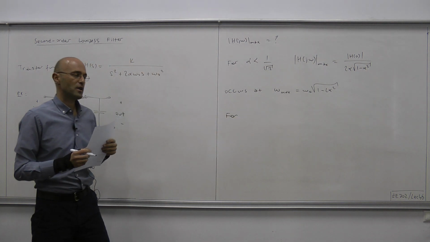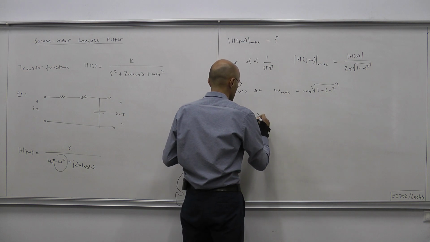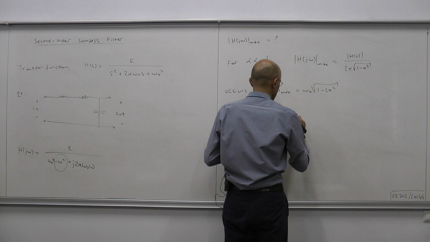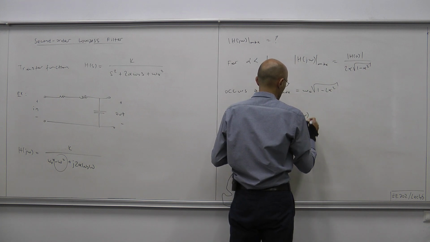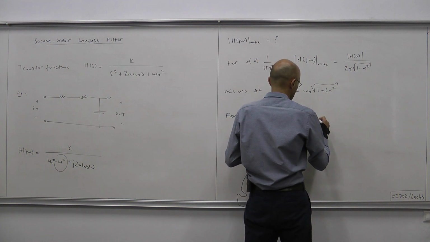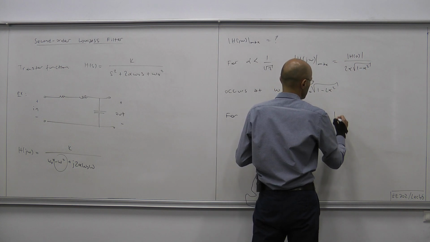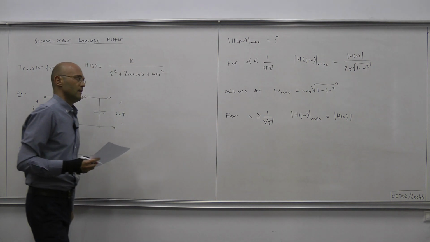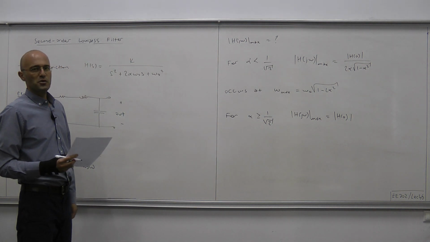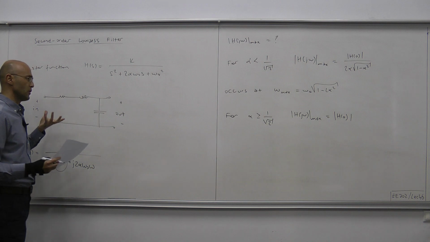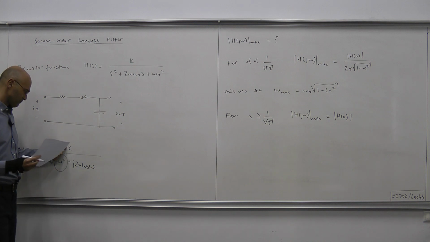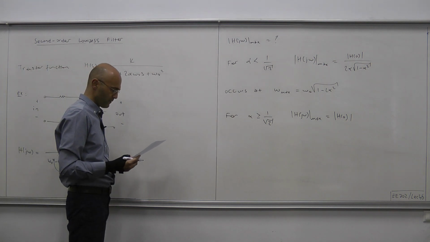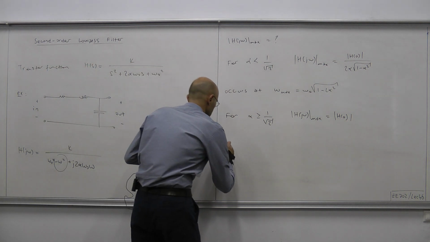Okay, and as for large alpha values, and by large we mean alpha greater than or equal to 1 over square root of 2, we have |H(j omega)| max simply equals the magnitude at omega equals 0, that is the DC gain, which is magnitude of k divided by omega 0 square. Okay, here's an important note.